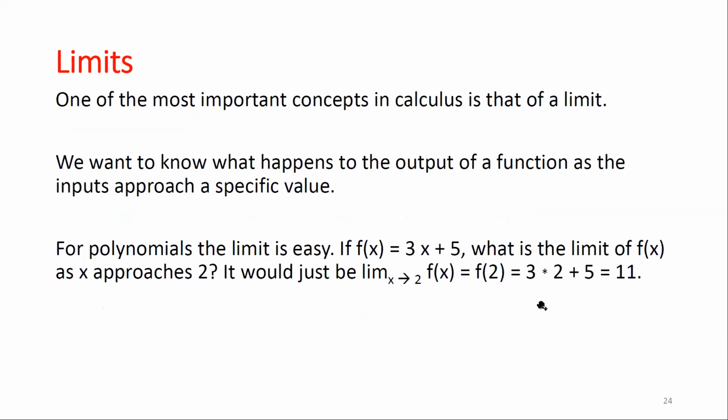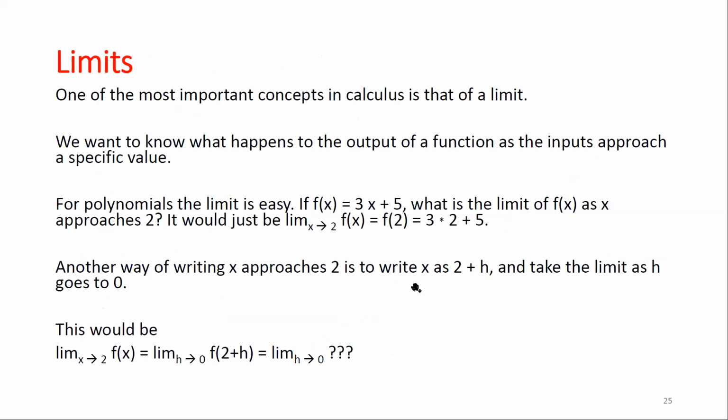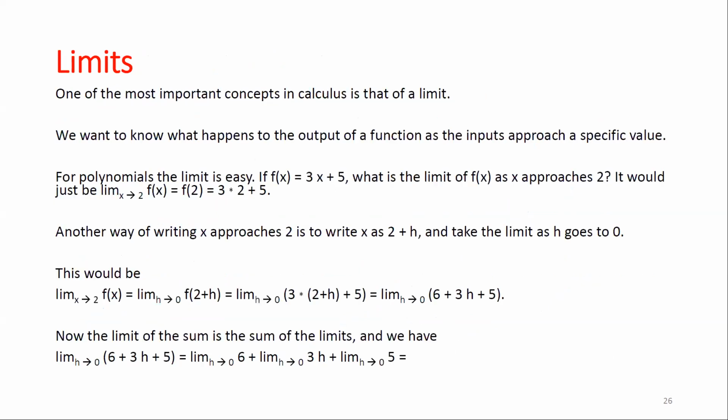Then we talked about limits. So we talked about the limit as x goes to 2. We talked about how to compute that. Well, if x is going to 2, we can write x as 2 plus h and take the limit as h goes to 0. We frequently do limits like this, and we try to remember that when we send h to 0, h is never 0, it's just getting really close.